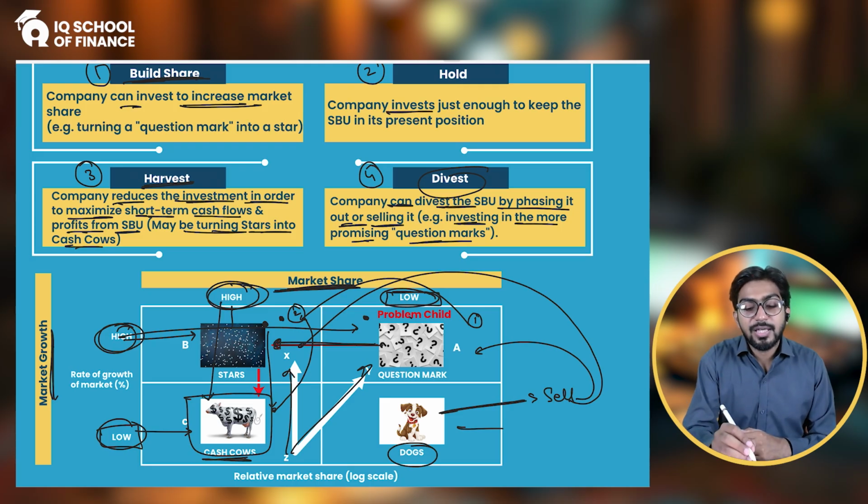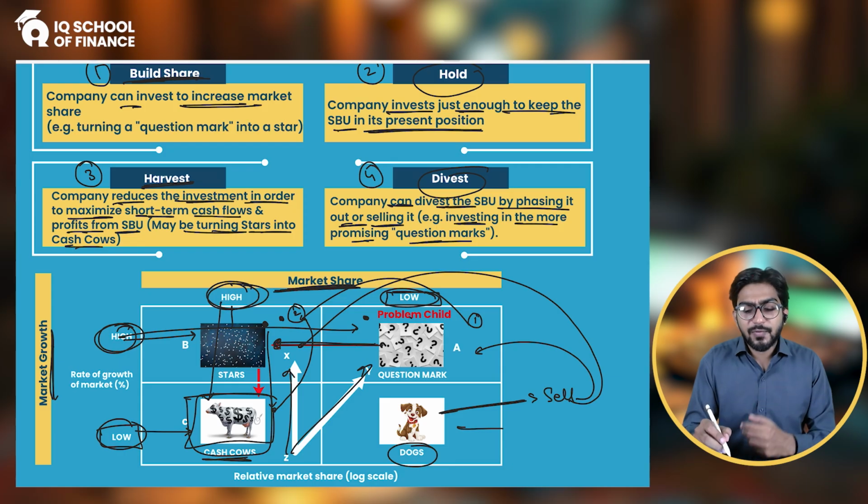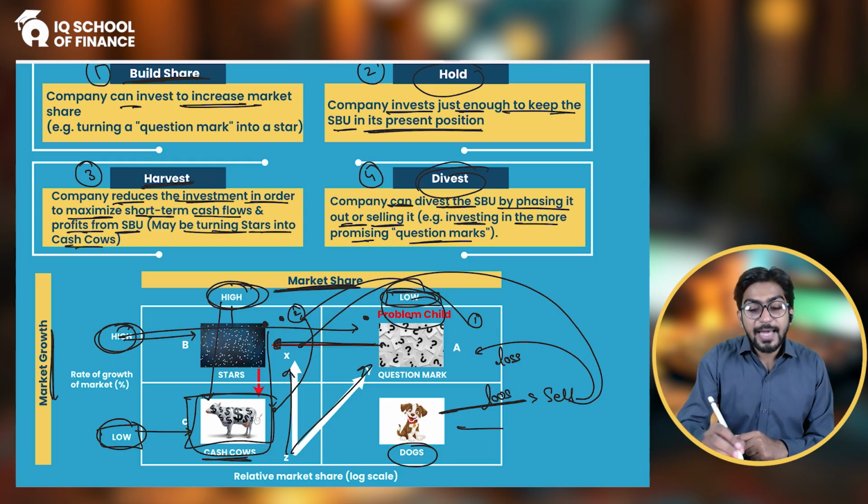And hold is when the company invests just enough to keep the SBU in its present position. So you can do this for the cash cow as well, the hold strategy. You can do it for the problem child as well, where you do not do anything and just say, okay, let it be the way it is, and we will bring out the cash flows. And for the dog as well, if it is not loss making. If it is loss making, divest it. If it is not loss making, hold it.